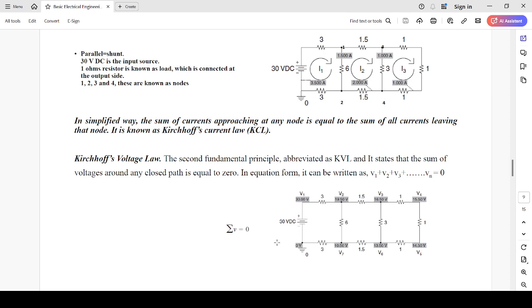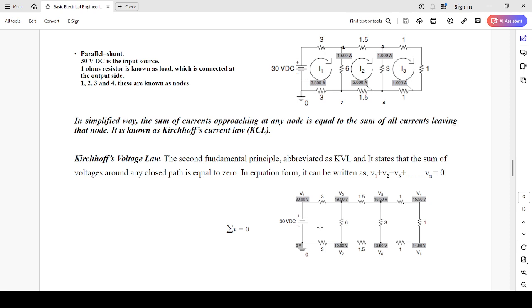Okay, in loop number one we have the 30 volts DC source, which is the input voltage, and this input voltage is basically the energy source for the remaining loops. So whatever the voltage drop in the 3 ohm resistor, the 6 ohm resistor, and at the lower side the 3 ohm resistor, whatever voltage drops occur in these three resistors will be subtracted from the 30 volts DC source input. In that case we will say that Kirchhoff's voltage law is applicable.